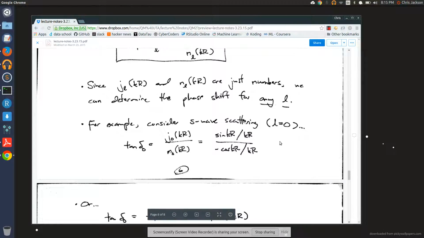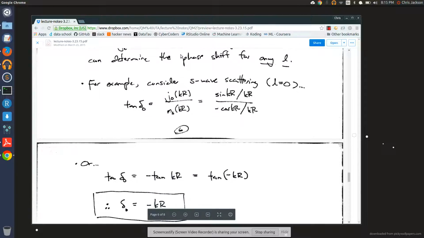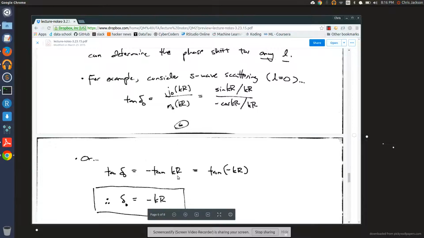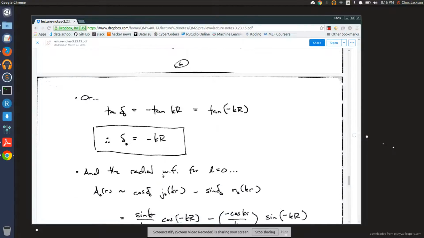So in this case where we just have S wave scattering, so L is equal to 0, we have tangent delta 0, and we just plug in zeros here, and we know what these guys are, right? They're just sine over kr and cosine over kr. And so the kr's cancel. This thing gives me minus tangent kr. Use the fact that tangent's odd. And lo and behold, I can get a nice expression for my phase shift in terms of basically the initial energy, K, and the range of my potential, okay?